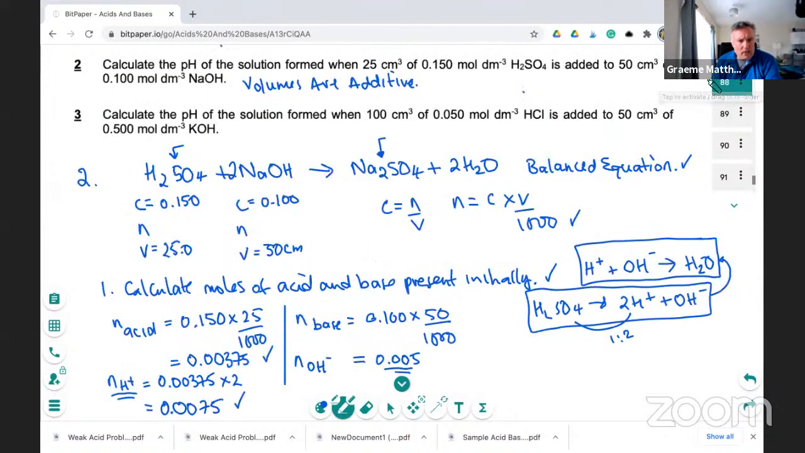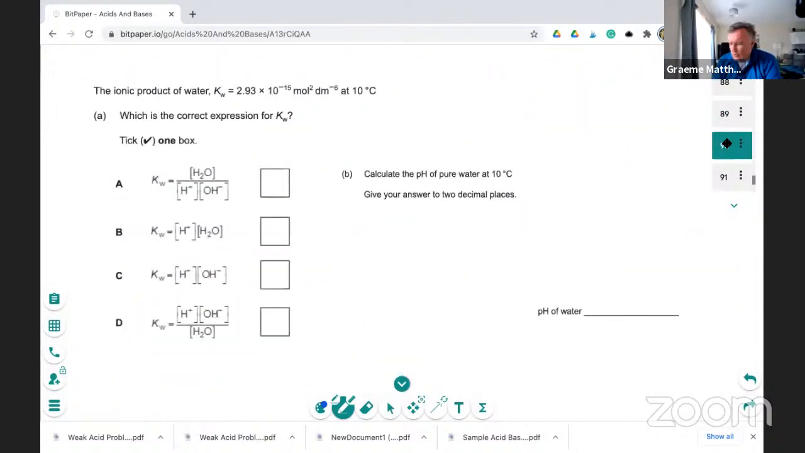I think we started this one or just about to start it. I think it was coming at the end of the hour. So this one here then is how you calculate it if it's excess acid. And let's do this one here.